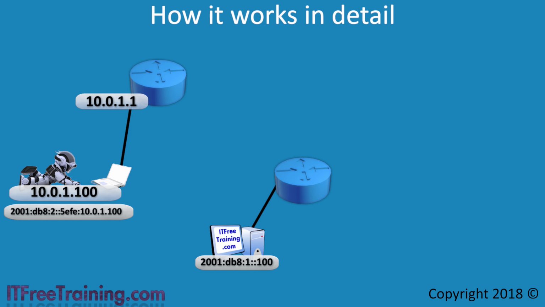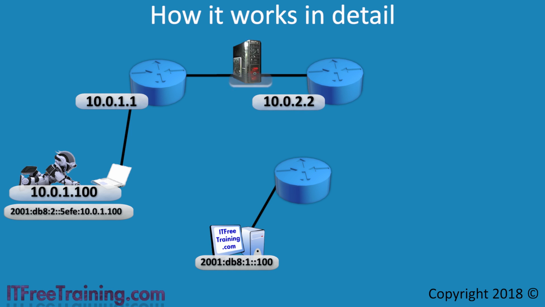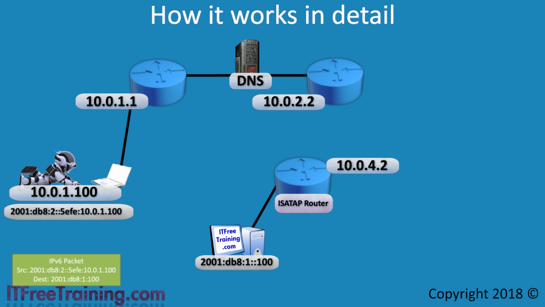First of all, the computer needs to locate an ISATAP router. This is manually configured, but in this case the computer will contact a DNS server to obtain the address of the ISATAP router. The computer then creates an IP6 packet. Notice the source address is the address that is allocated to the computer using ISATAP, and the destination is the address of the IP6 computer. Since the computer is on an IP4 only network, the IP6 packet will be placed in an IP4 packet.